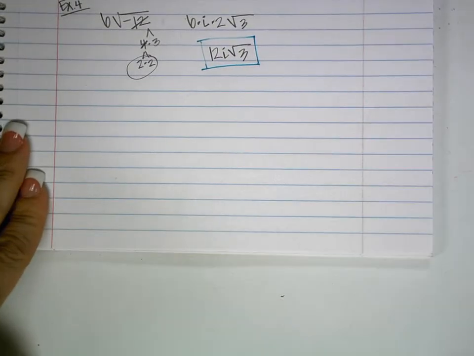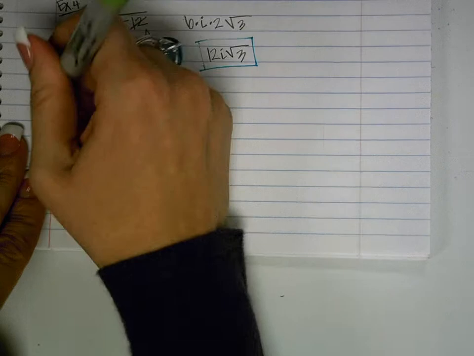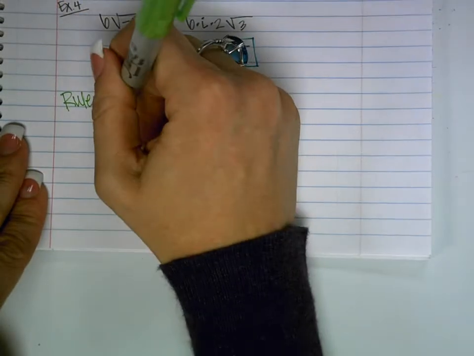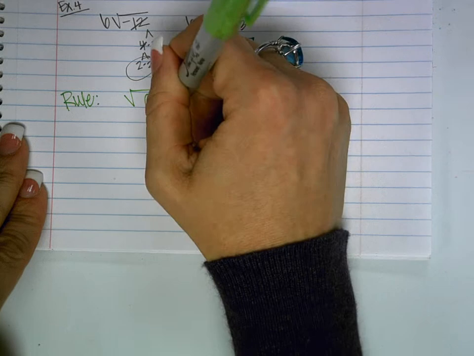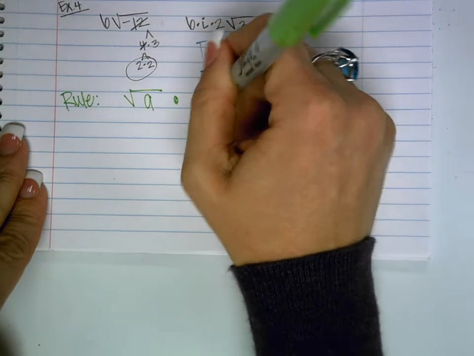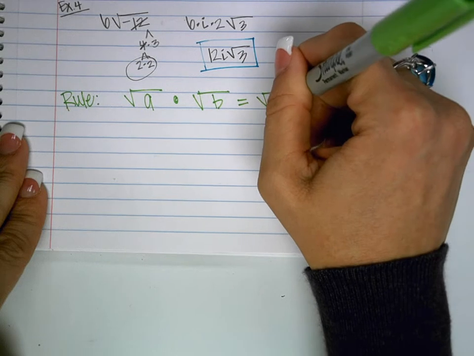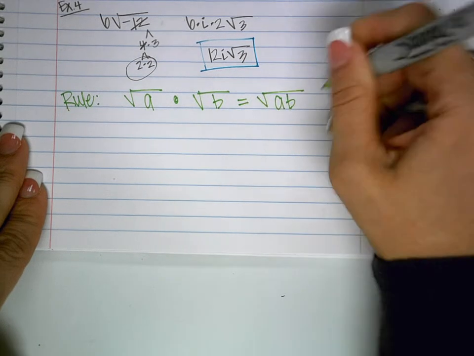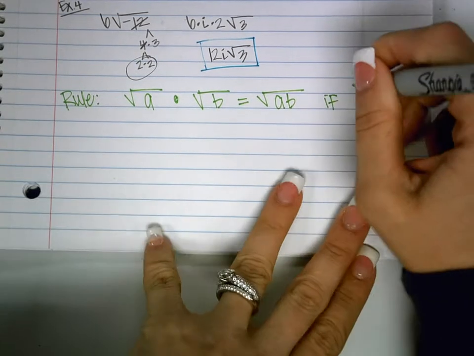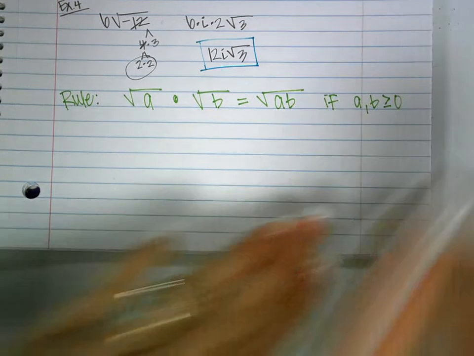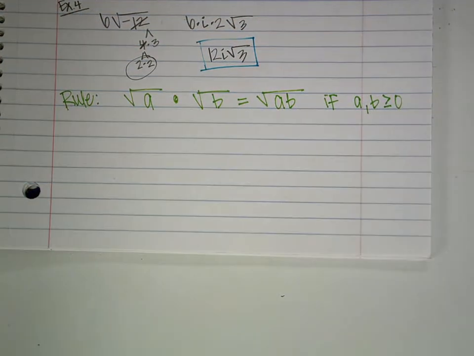Okay, let's try another one. The next thing you need to know is there is a rule. The square root of A multiplied by the square root of B is equal to the square root of AB, if A and B are greater than or equal to 0. Now that sounds a little abstract, but I will explain it in just a second.